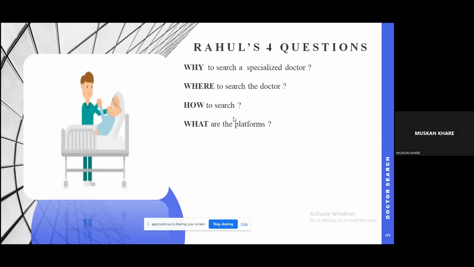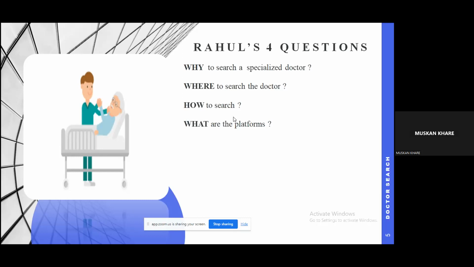Next question is where to search for the doctor. He is asking where he should go to search for the doctor, because there are various hospitals and various online platforms. So where should he go to search for a doctor? The answer is through our website. Our website is the medium. There are also various mediums like practo.com and justdial.com, but our website is one of the easiest mediums to search for a doctor.